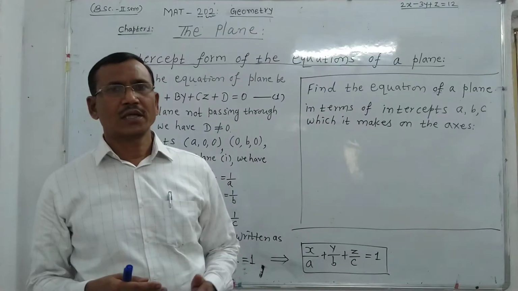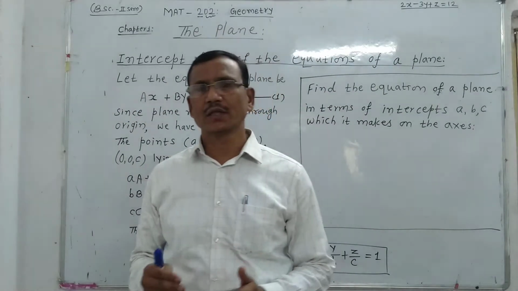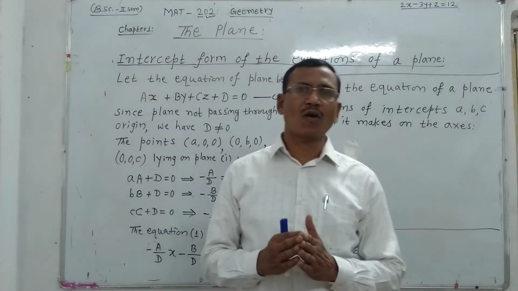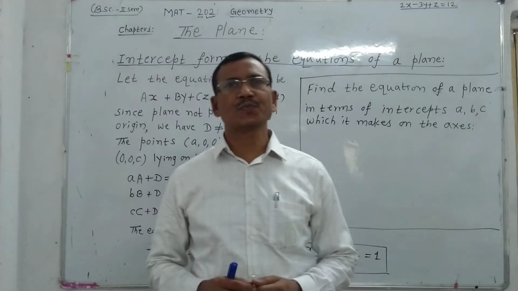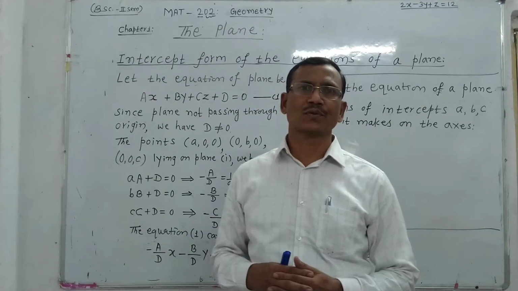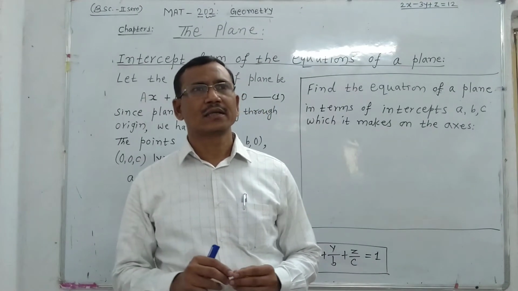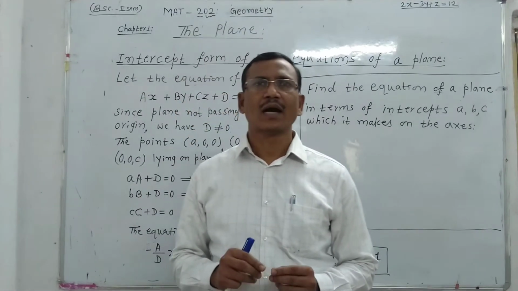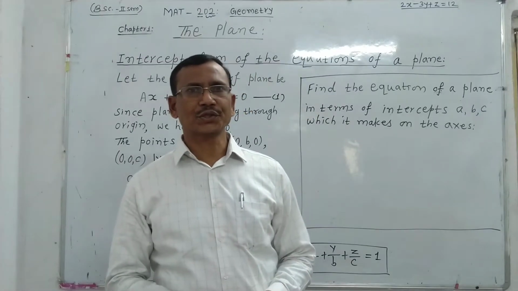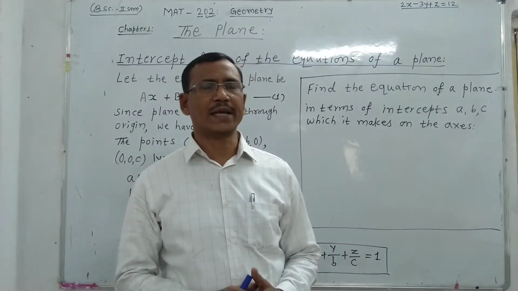We know the equation of plane in general form, also in the normal form. The equation of plane in general form is ax plus by plus cz plus d equals to 0. The coefficients of x, y, z in the equation of plane, that is a, b, c, are the direction ratios of a line which is normal to the plane.